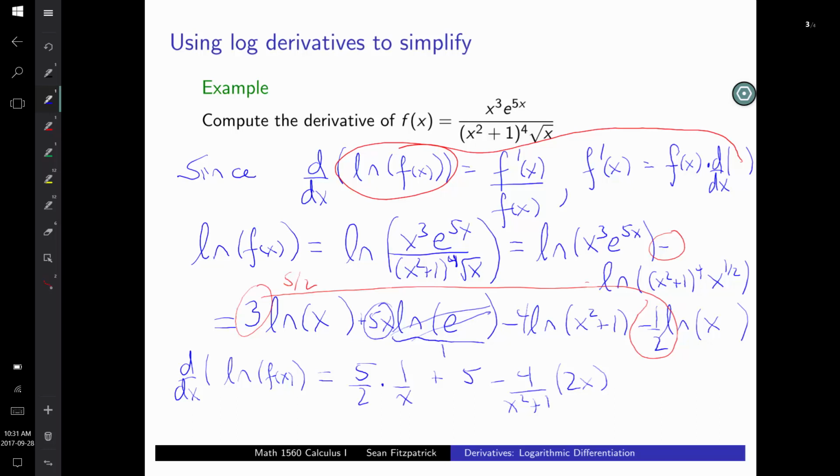So what is f prime of x? Well, I've got to take my original function and multiply by this derivative. So f prime of x is going to be x cubed e to the 5x over x squared plus 1 to the 4 root x times 5 over 2x plus 5 minus 8x over x squared plus 1. And you're done. So that's one reason why you might want to use logarithmic differentiation: a derivative that would otherwise be quite challenging becomes straightforward.